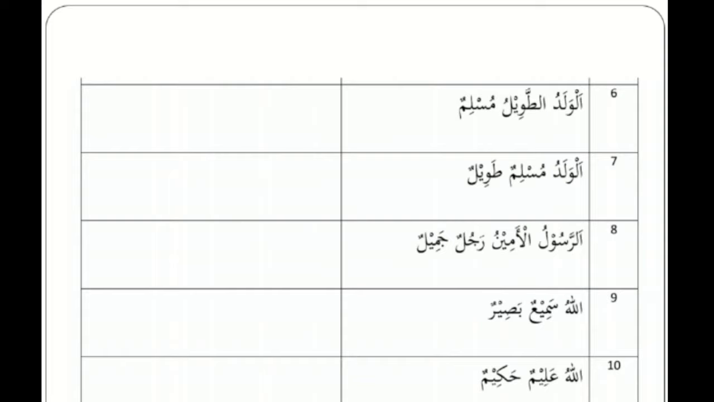Last one. Allahu alimun hakimun. Translation? Allah is all-knowing, all-wise. Same story. The word Allah is the mubtada. Alimun is the first piece of khabar, the first piece of news. Allah is all-knowing. And hakimun is the second khabar. So in the last two, there's no sifa mawsuf. They're just mubtadas and khabars.